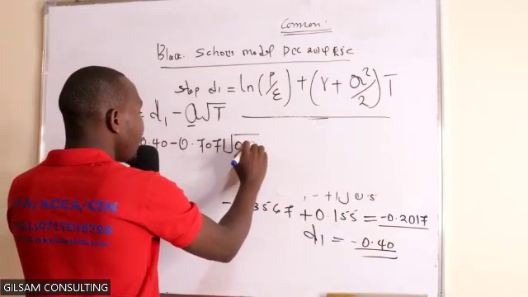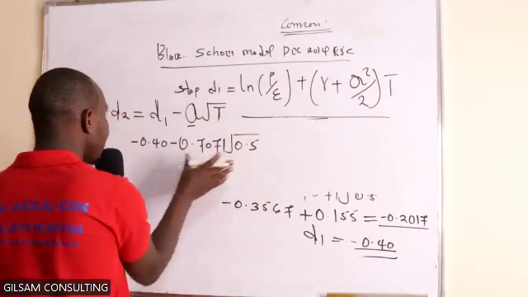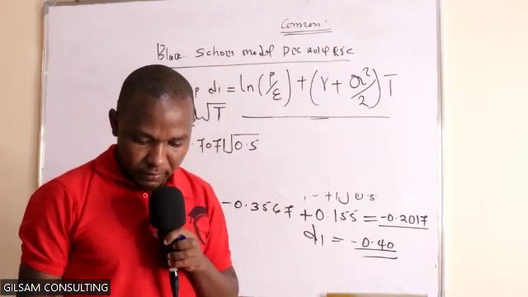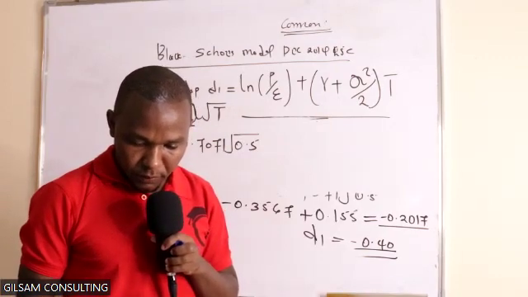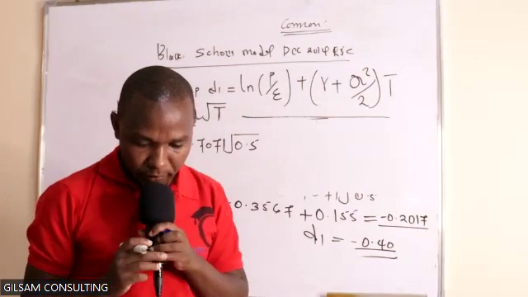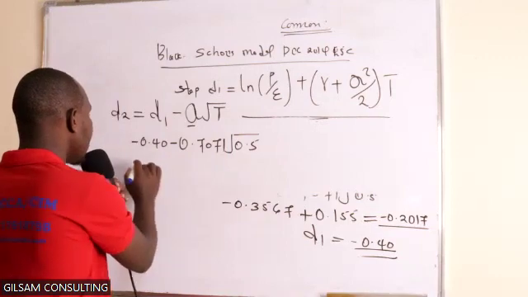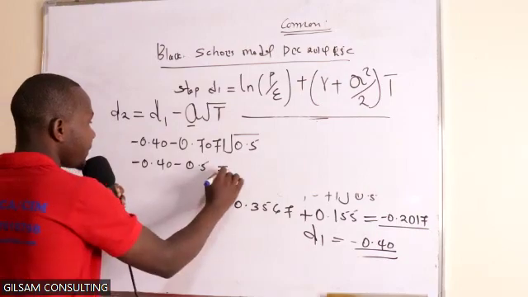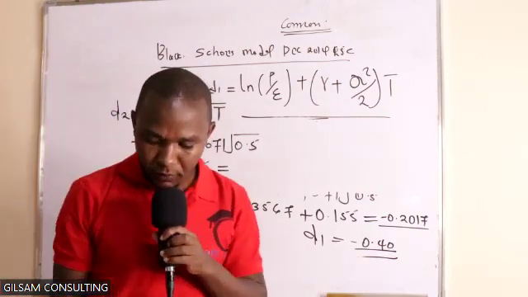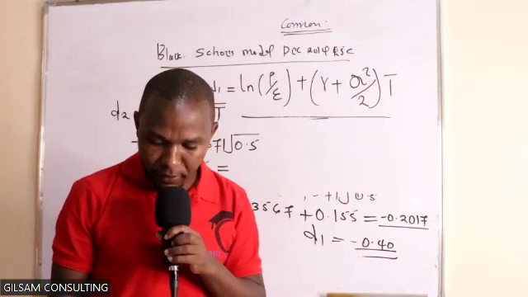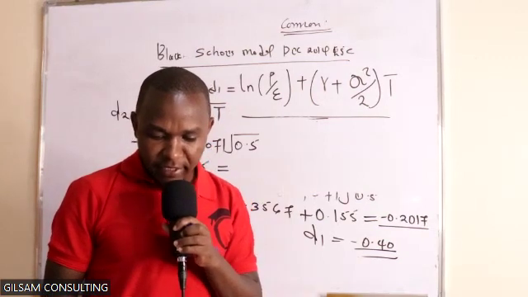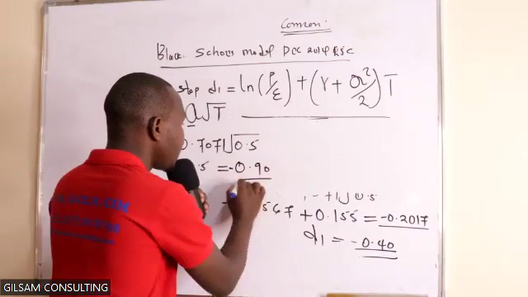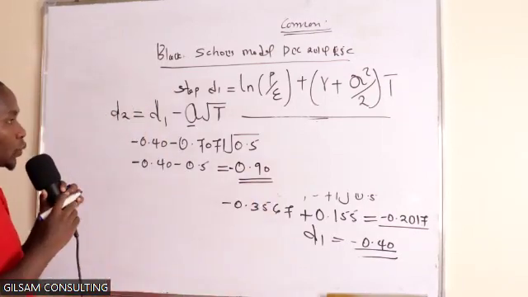Root 0.5. So get this one first, then we subtract 0.751 times root 0.5. This one gives us, so we can round off to 0. So it will be negative 0.4 minus 0.5, getting negative 0.9. Put two decimal places, negative 0.9. That is D2.